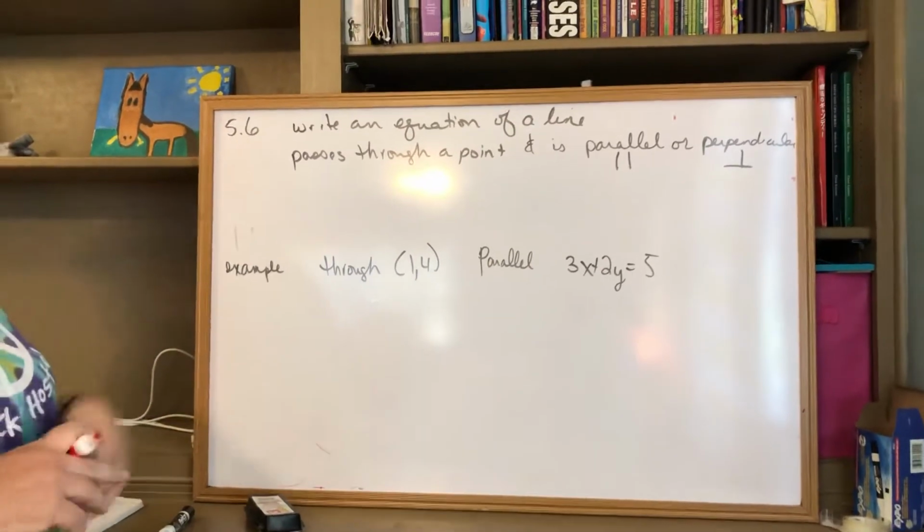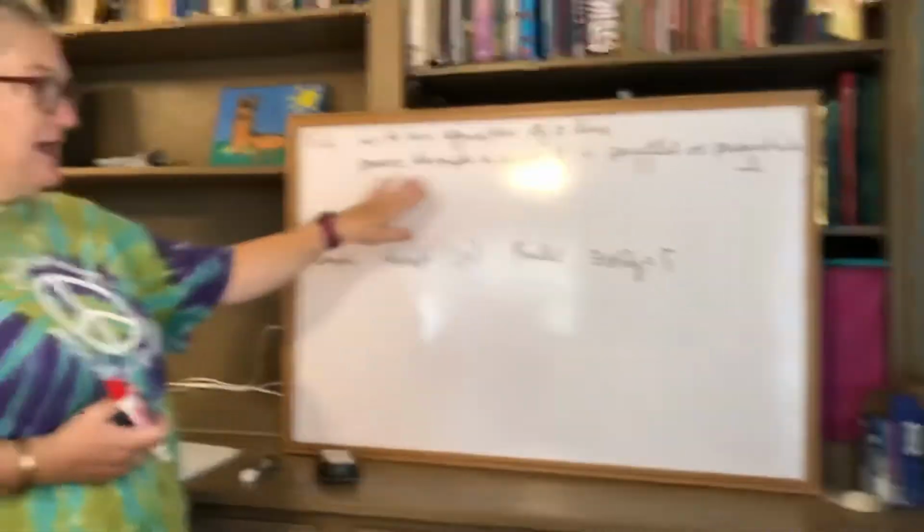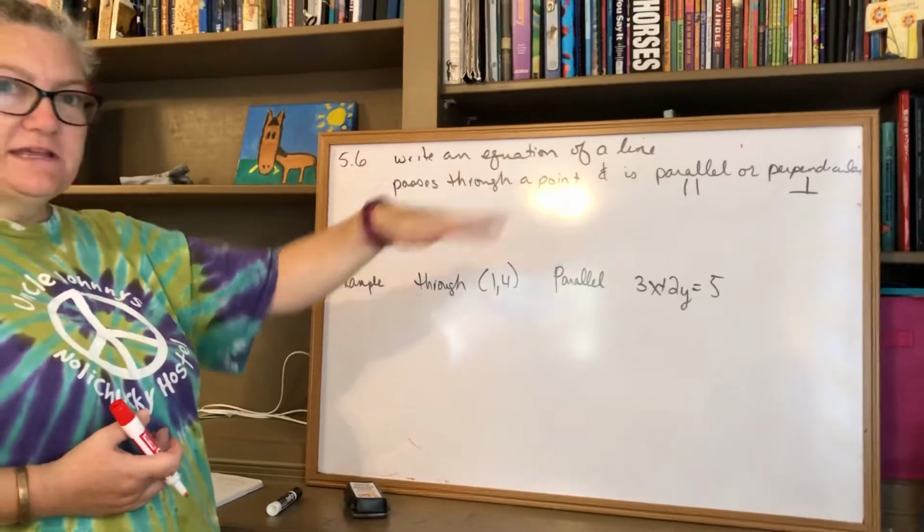In this video today, 5.6, we're going to be talking about writing an equation of a line, continuing with that. But this time it's going to pass through a point and is parallel or perpendicular to a line.